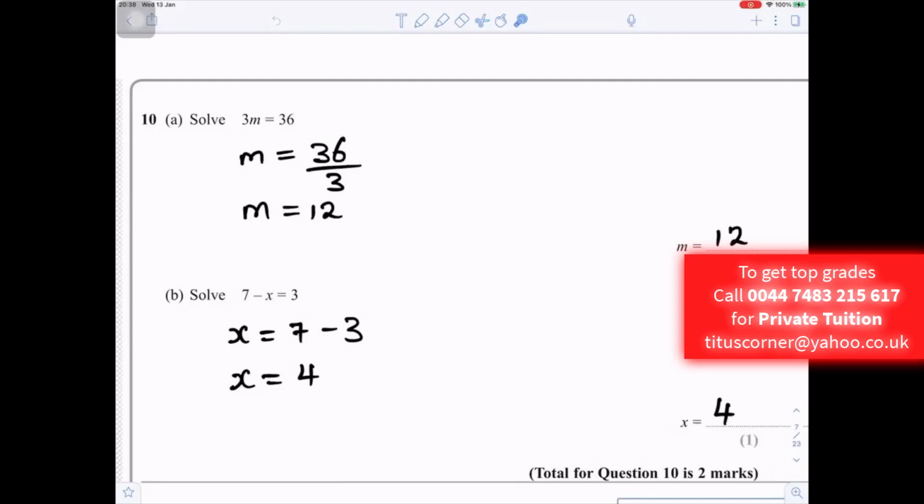Solve 7 minus x equals 3. This one, the x on the left side is negative. So we can decide to take the x to the right. It becomes positive x. And take the 3 to the left, it becomes minus 3. So 7 minus 3 is equal to x. So the answer is x equals 4. And you can check your answer, put 4 for x. 7 minus 4 is 3.